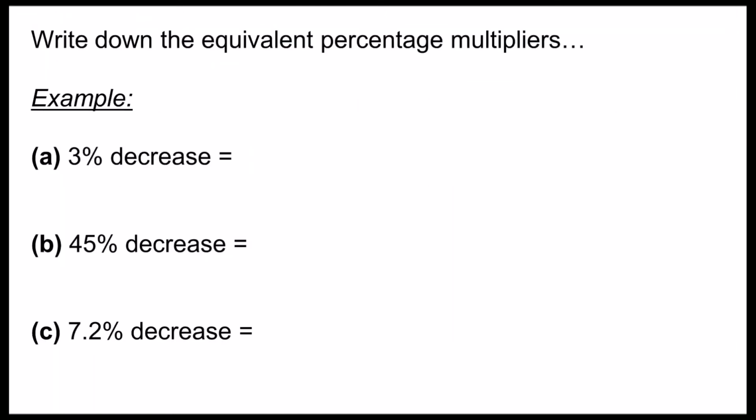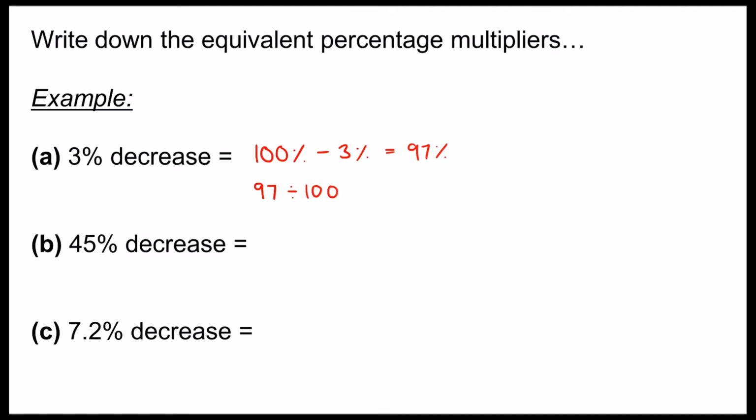Lastly, we need to consider how to get the percentage multipliers when we're decreasing by a given percentage. In order to do this, we need to work out, once we've done the decrease, what percentage of the original amount we have left. So for A, where we're asked to do a 3% decrease as a multiplier, I'm going to start off with my original amount, which is 100, and subtract the 3% off of it. That leaves me with 97% of the original amount. I therefore want to convert 97% into a multiplier. I can do this by doing 97 divided by 100.